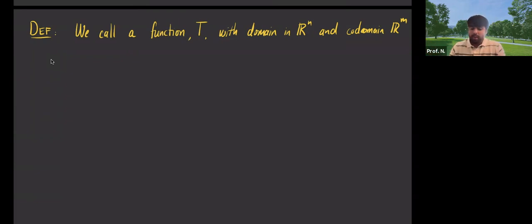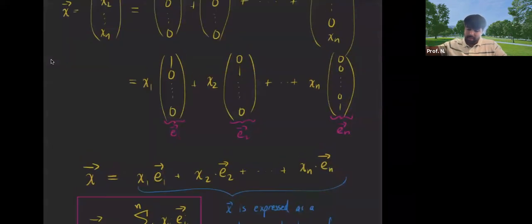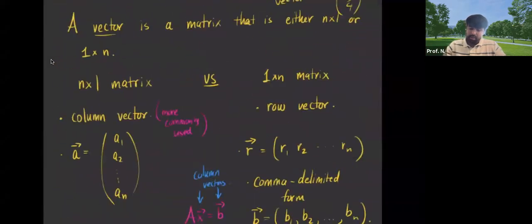So when we talk about functions, right, where are we normally in? We're normally in the reals, and then our output is in the reals. We're in this space. We're in R1.